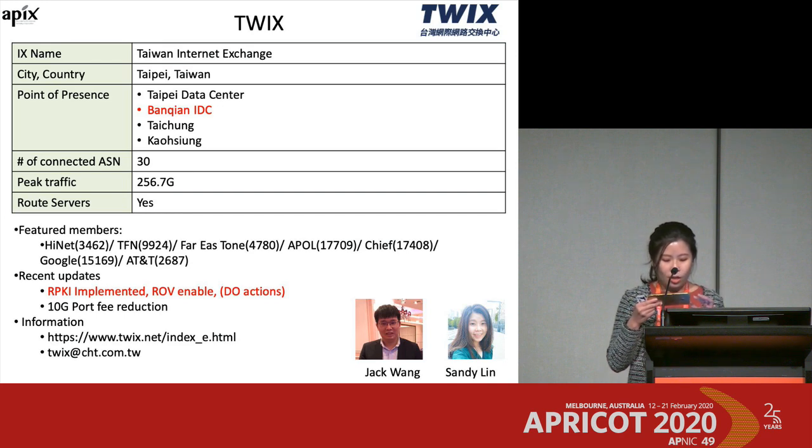We are the first and the largest IX in Taiwan, and we are a neutral IX. Our connected ASN count is 13, and our peak traffic is 257 gig. We have route servers. Our members are the main ISPs in Taiwan, and they put their devices in our IX to exchange traffic.